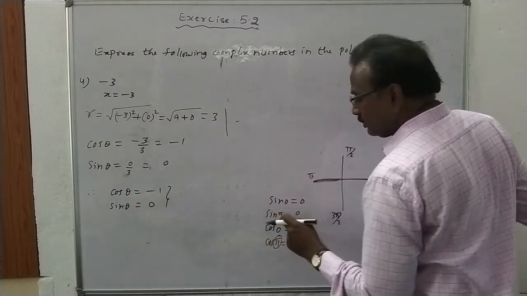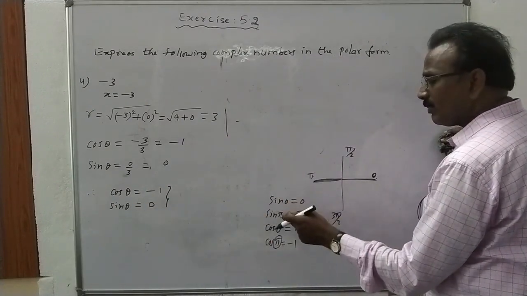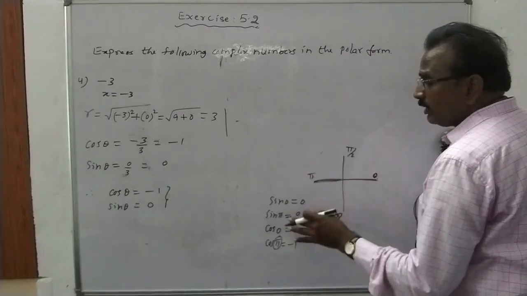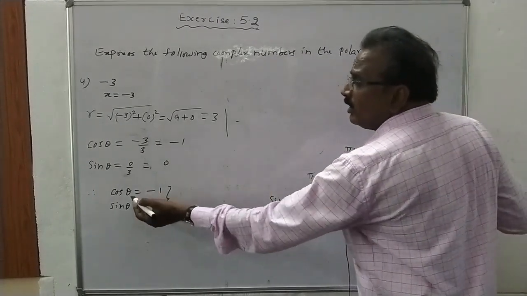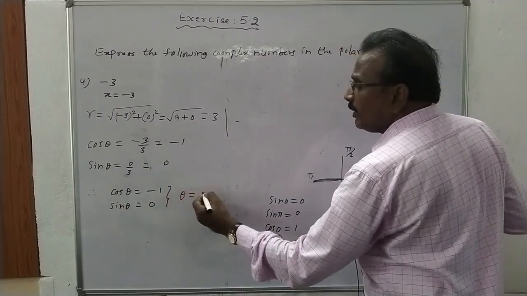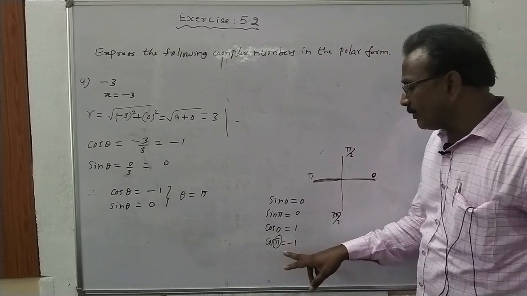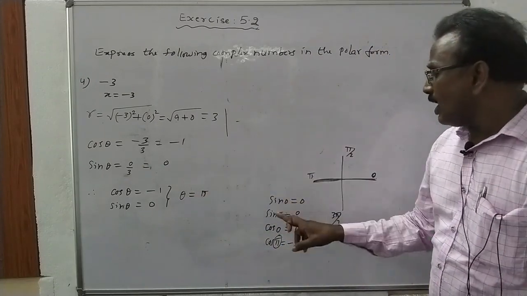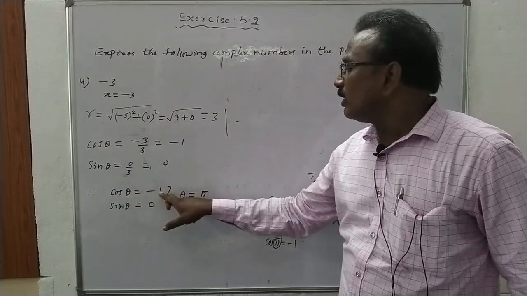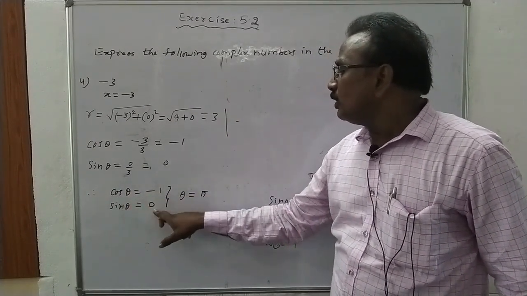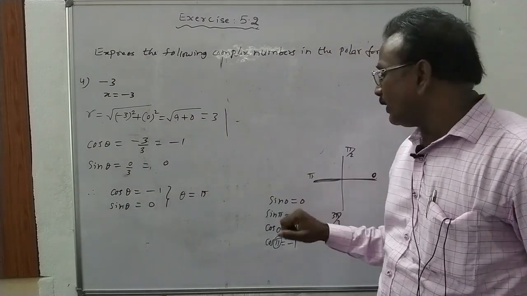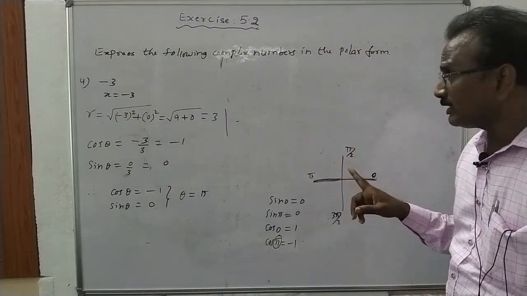Next, sin theta is equal to 0, theta value is 0 degrees or pi, theta value is pi also. But now, what is the value of theta that satisfies both the equations? So theta must be pi only. Cos pi is equal to minus 1 and sin pi value is 0. So the value of theta is equal to pi, satisfying these two equations. Therefore theta is equal to pi. So that is the argument of the given complex number.